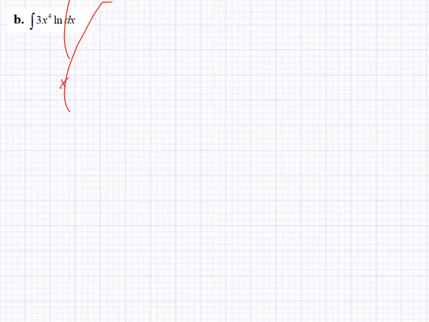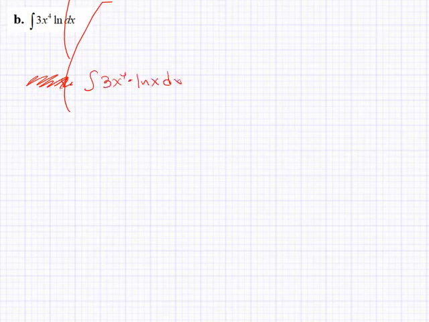Here's another one. There's a problem with this in that there has to be an x here. You have to take the natural log of something. You cannot take the natural log of dx. It's just a typo, but should be noted. So let's just cross this out and rewrite it. So the integral of 3x to the fourth times ln of x dx.